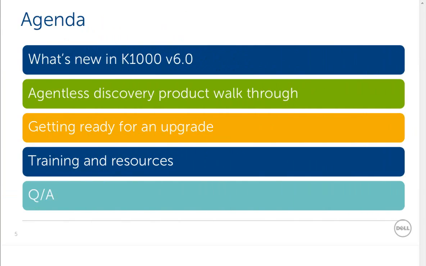For today's agenda, we're going to take a quick look at what's new in 6.0. I'm going to give you a highlight and overview of the other features available. Then I'll pass it on to Ken, who's going to walk you through exactly each of our new discovery feature functions, when you use them, and then how to use them with your K1000. After that, we're going to pass it on over to Ron, who will talk to you about getting ready for an upgrade, what to do, best practices, as well as some training resources that you will find valuable. And then we'll get into the Q&A.